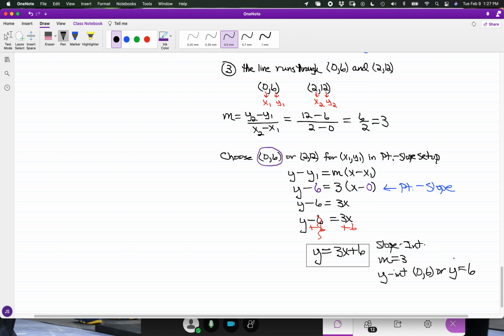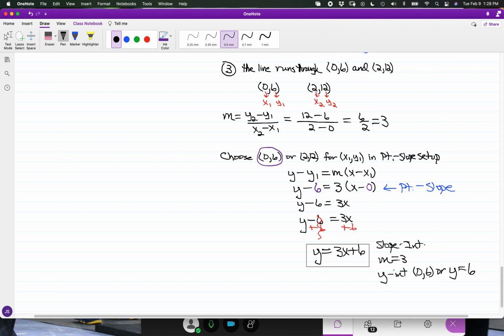Now, one might ask, what about (2, 12)? If I had chosen (2, 12), 12 for y1 and 2 for x1, I would still come out to the same equation. In fact, both of these points should test out for this equation. With y at 6 and x at 0, 6 is equal to 3 times 0 plus 6. 6 is equal to 6. Now, if I have y at 12 and x at 2, guess what? The left-hand side of the equation is 12, and to the right, I have 3 times 2 is 6, and 6 plus 6 is 12. So that will check out also.